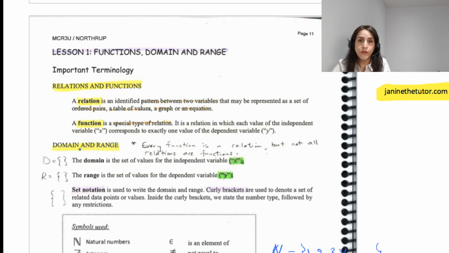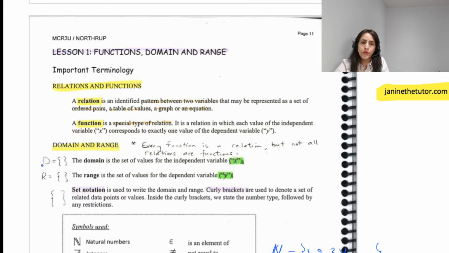Here we also want to talk about the domain and range. The domain is the set of data that covers all the values that can be set for x, the independent variable. The domain is the set of values for the independent variable, or x. Most of the time it is not mandatory, but we name the independent variable x. A range is the set of values for the dependent variable y.